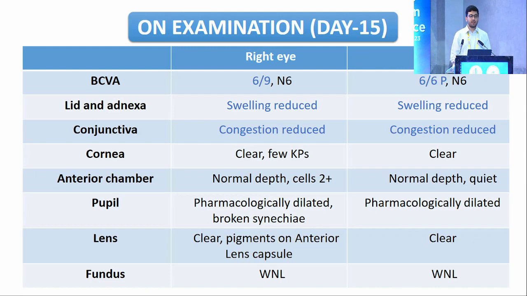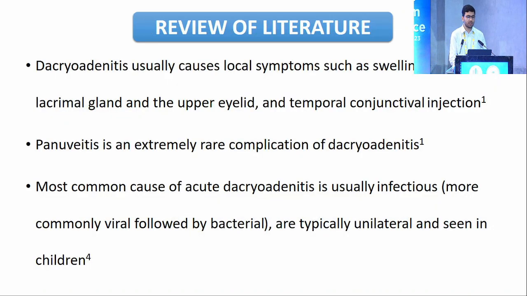After administering the treatment, he was examined again on day 15. Now his vision in the right eye was 6/9, the swelling had reduced, the congestion had reduced, there were fewer keratic precipitates, the cells were 2+, the pupil was pharmacologically dilated and broken synechiae were seen. In the lens, pigments on the anterior lens capsule were seen. In the left eye, the vision was 6/6, swelling had reduced, the congestion had reduced, and there were no more cells present. The pupil was pharmacologically dilated and all other parameters were within normal limits.